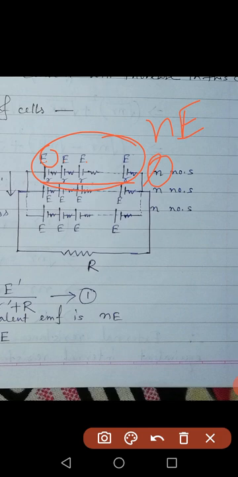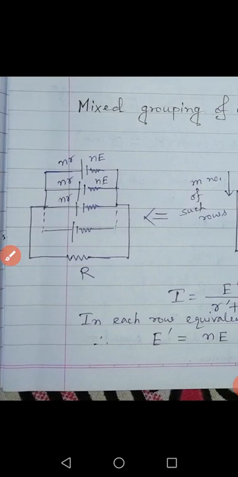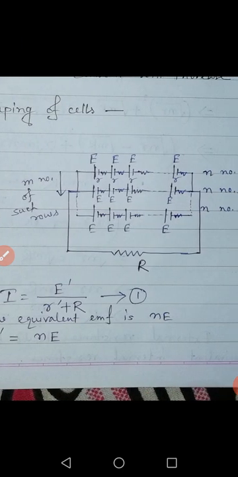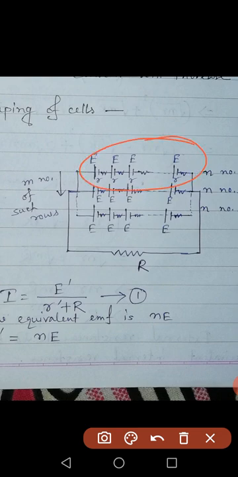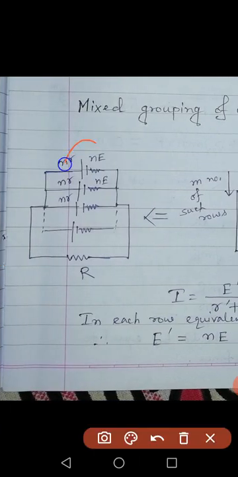In the same way for the next row also the total EMF will be the same, NE. Third row again NE. In that way there will be m rows. So what we can do is construct a circuit like this by removing all these cells and keeping only one cell, which will have an EMF of NE. That's what is done here in this circuit. Here this is a cell having EMF NE, which means all these n cells are replaced by this one cell.